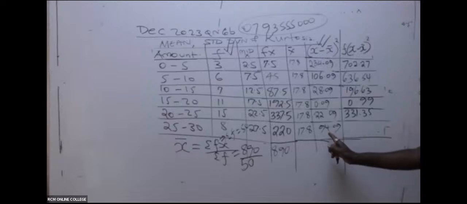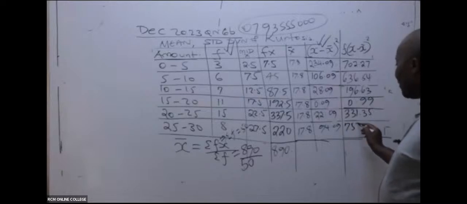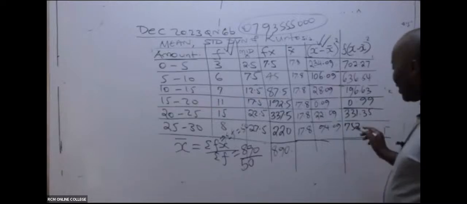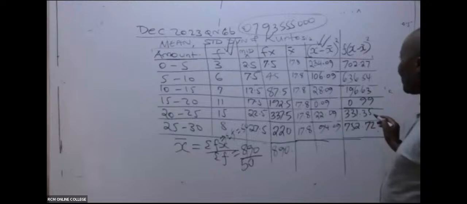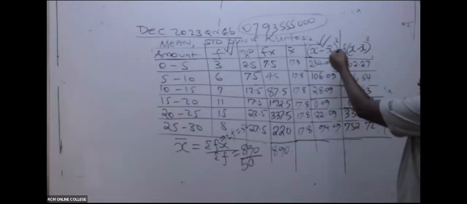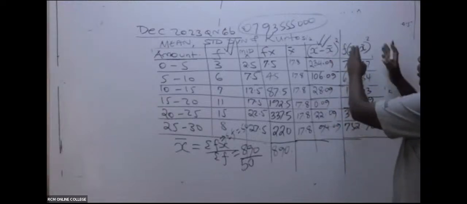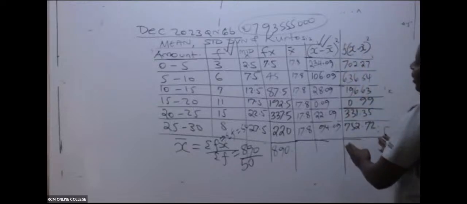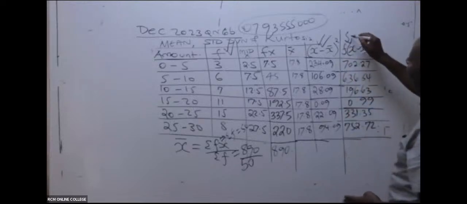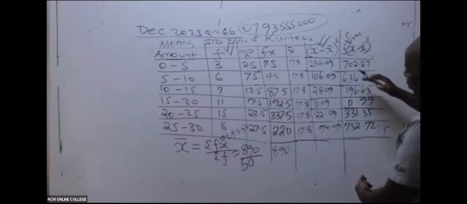So 8 times 94.09, we're getting 752.72. Now, once you've been able to attach these weights, the frequencies, you can go ahead and add this column. You sum the entire column.